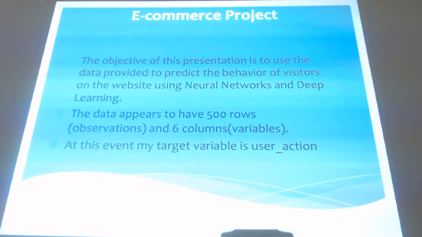Okay, good morning everybody. My name is Gaston Behring. I'm the data scientist presenting the Econ project. The objective of this presentation is to use the data provided to predict the behavior of visitors on the website using neural network and deep learning. The data has 500 rows of observations and 6 columns. My target variable is user action.